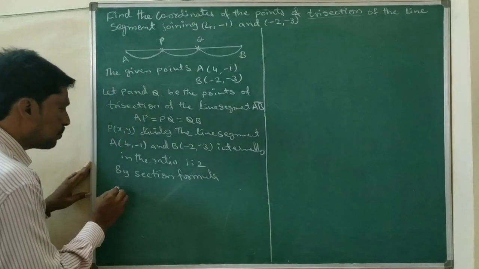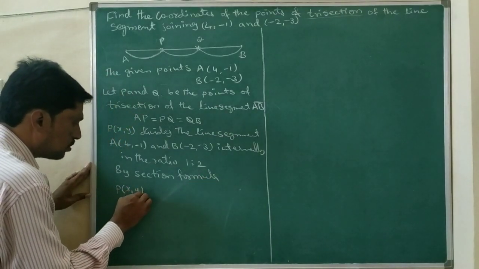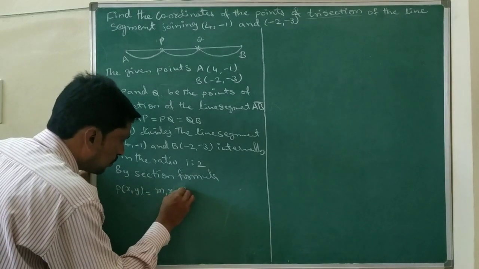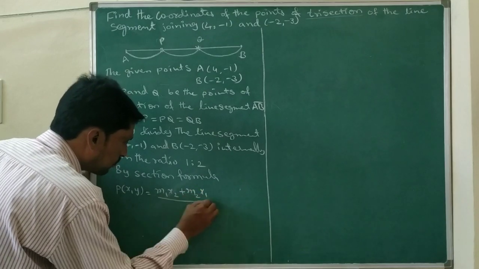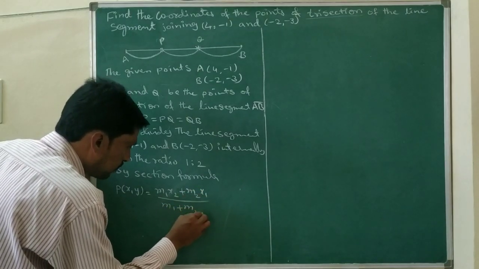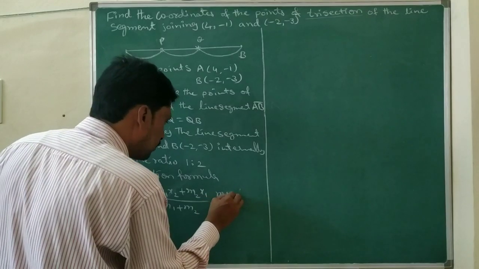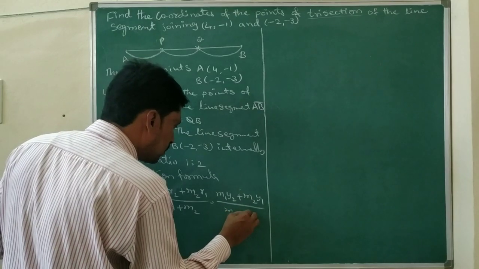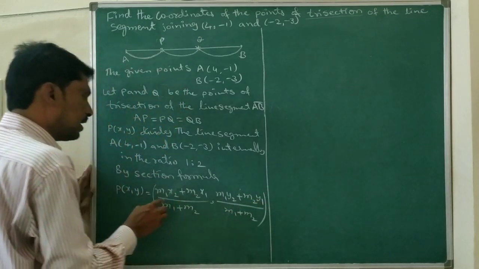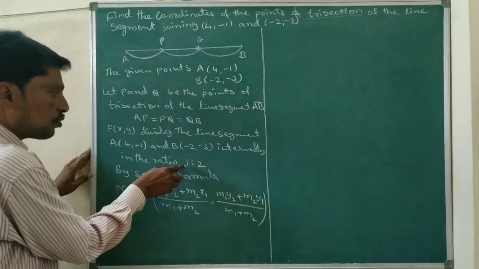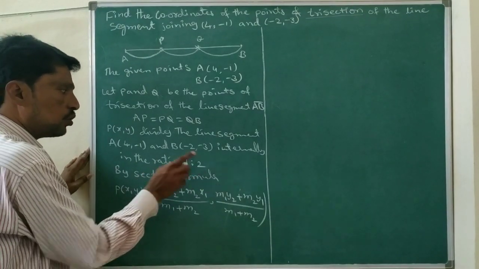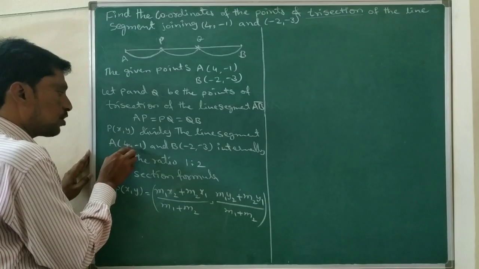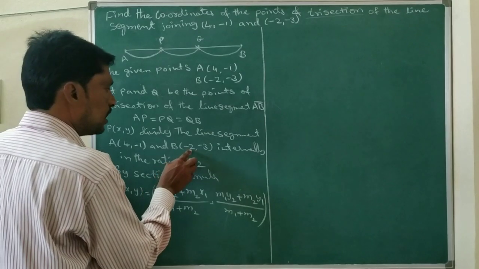So what is the section formula? P(x, y) equals ((m1 x2 plus m2 x1) by (m1 plus m2), (m1 y2 plus m2 y1) by (m1 plus m2)). Here m1 and m2 are the ratios. So here 1 is m1, 2 is m2. A coordinates we take as x1, y1, and B coordinates as x2, y2.